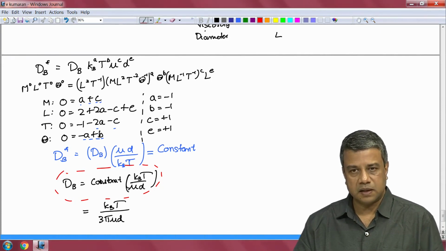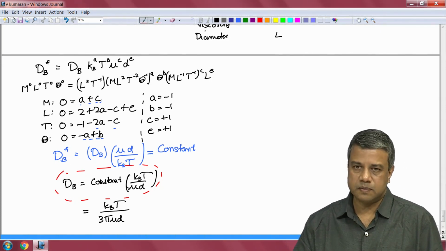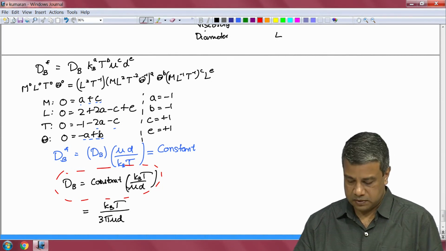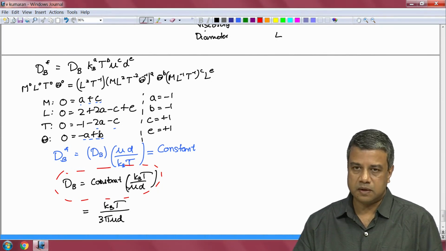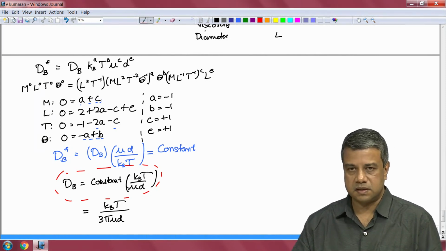So, the torque on the particle and Brownian diffusion are simple examples of how dimensional analysis can be used. We will go on to a little more complex examples which are more relevant for transport processes in the next lecture. We will see you then.